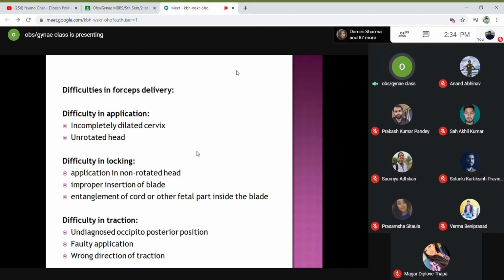So always think of incompletely dilated cervix, unrotated head, improper insertion of the blade, or entanglement of cord or fetal parts inside the blade, undiagnosed occipito-posterior position, faulty application, and wrong direction of traction. So you have to identify the difficulties and what the problems are.